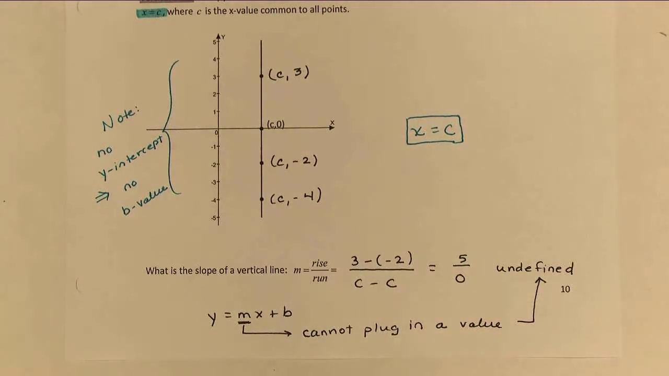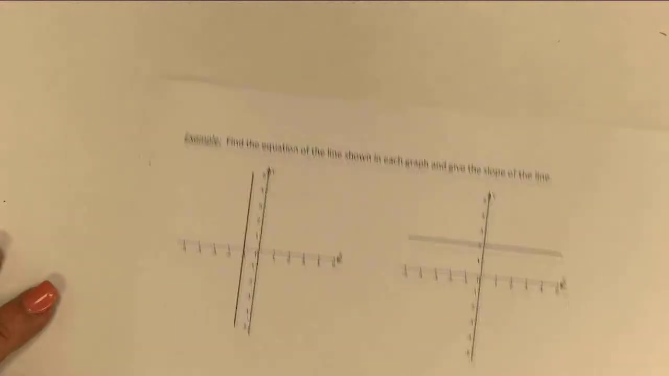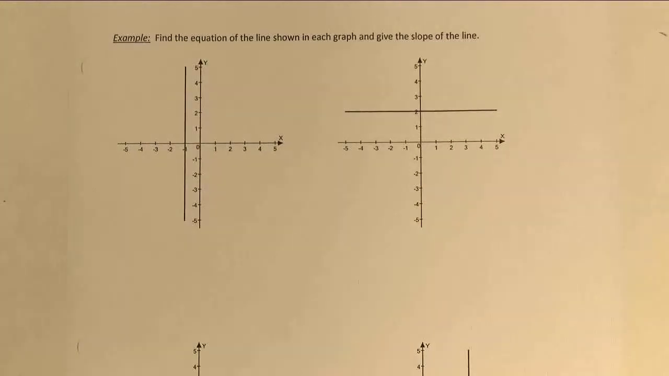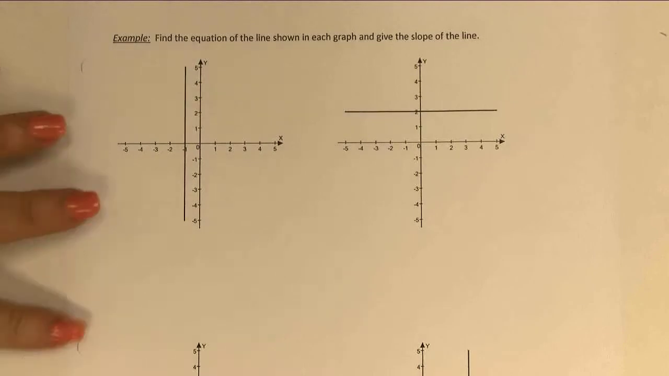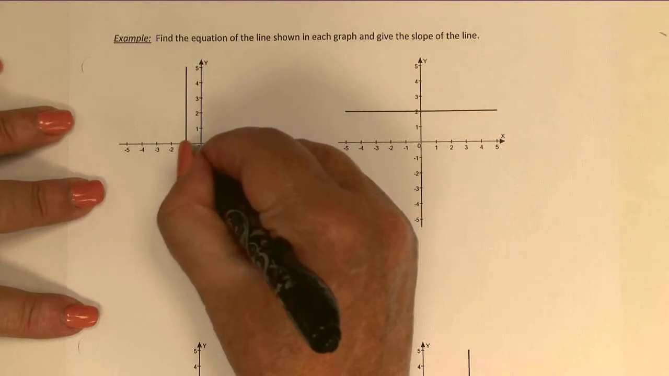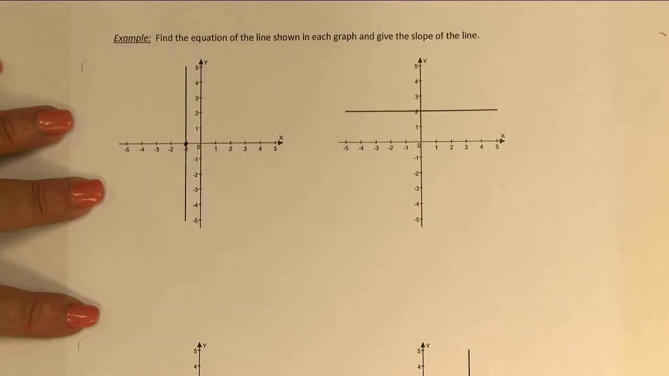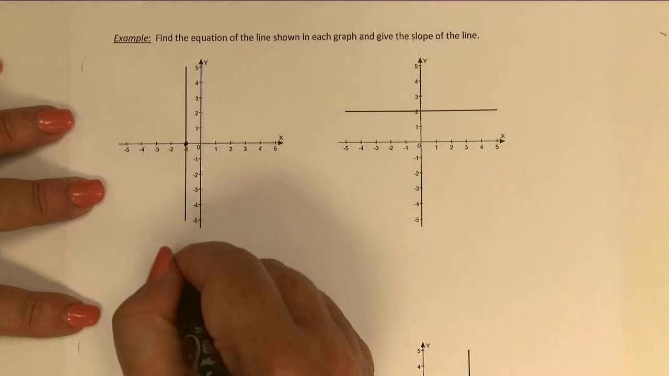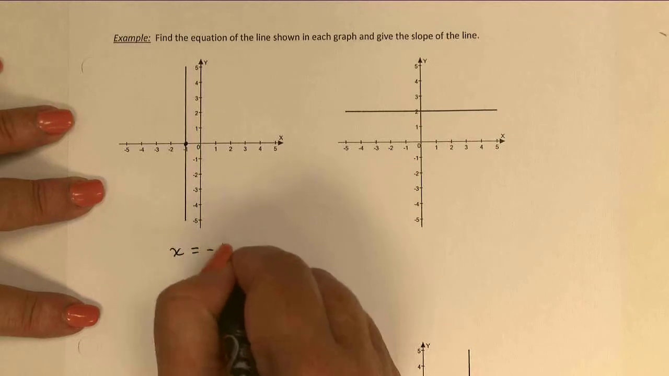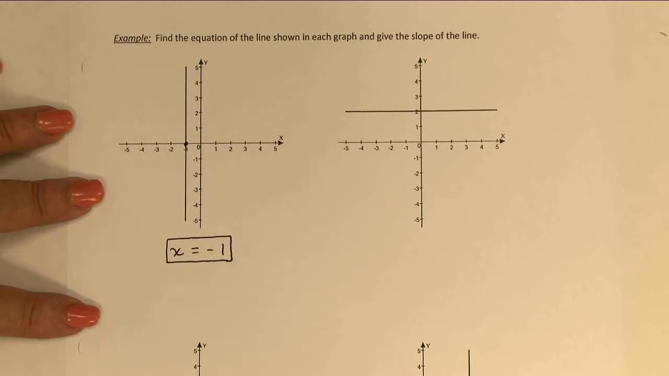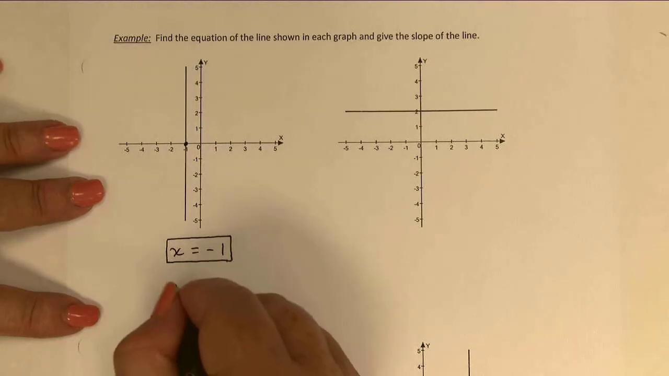Let's do a few examples, finding equations of horizontal and vertical lines. In our very first one, we're back to that vertical line again. And I'm going to notice that the x-intercept here is negative 1, and every single x value on that line, no matter where I look, is going to be negative 1. And so, my equation is x equals negative 1. This is an infinitely steep vertical line, so the slope is undefined.